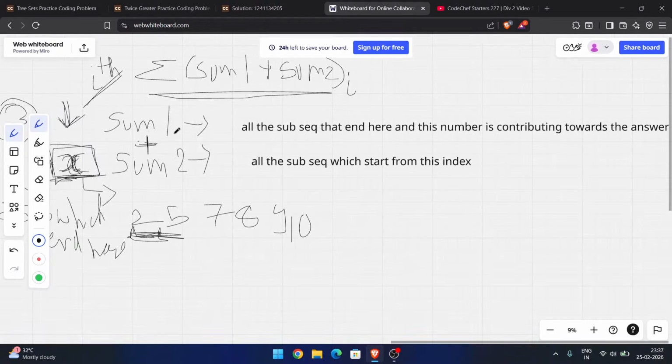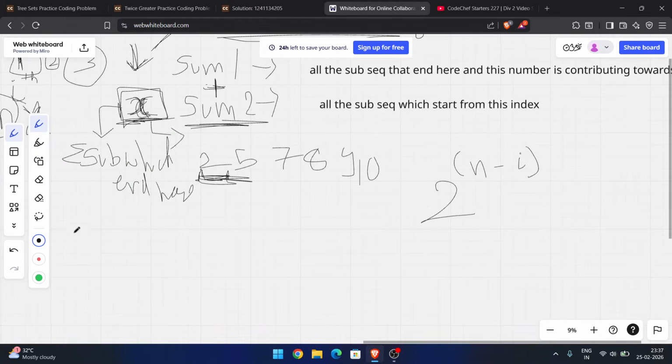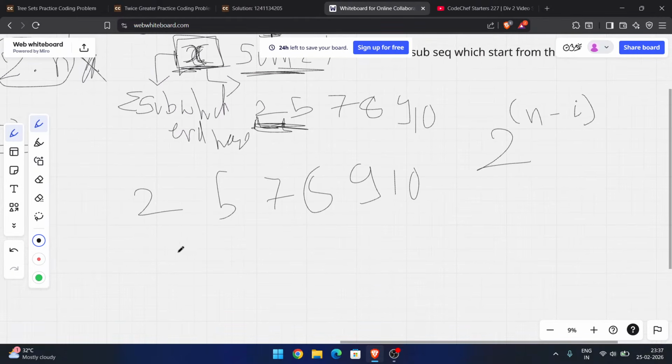Now let's try to calculate these two individually. Sum2 is easy to calculate. Every index starting from this index, that would be simply 2 to the power n minus i. How is this? Let's suppose this is the index. How many subsequences can start from 2? It's starting from 2, so we have to take 2. So this is done, 2 is done.